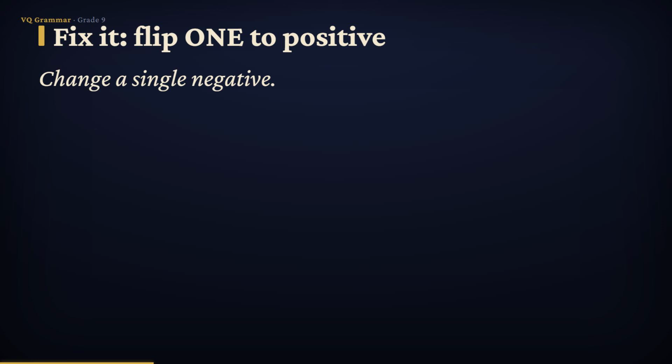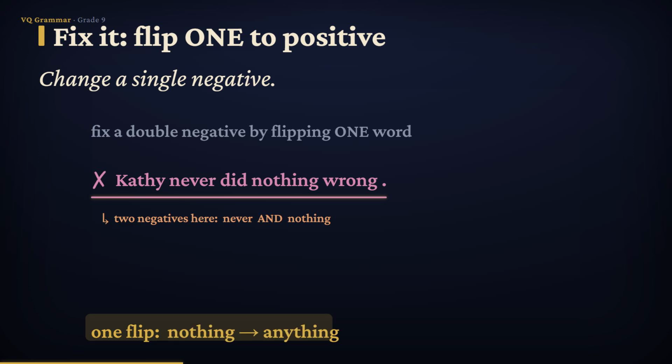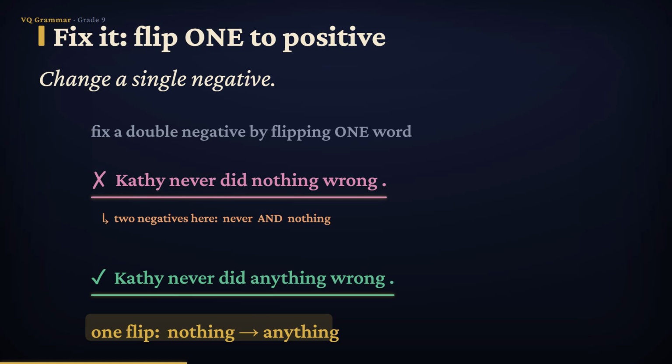So here's the move. You fix a double negative by flipping just one of the two negatives to its positive form. Take this sentence. Kathy never did nothing wrong. Count them. There are two negatives, never and nothing, doing the same job twice. We leave one and flip the other. Change nothing to anything, and you get, Kathy never did anything wrong. Now there's a single clean negative, never, and the meaning is crystal clear. One negative corrected. You only ever need to change one of the two, not both.